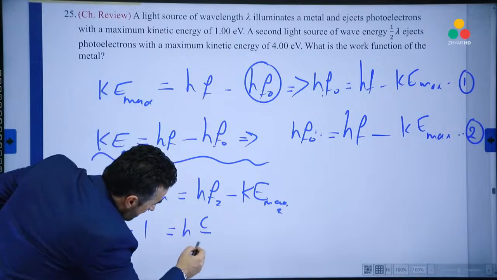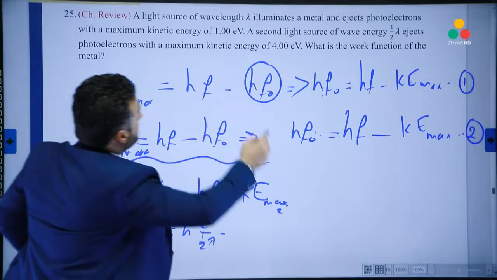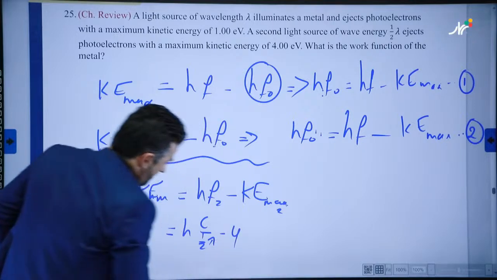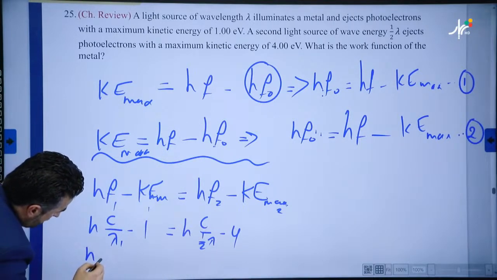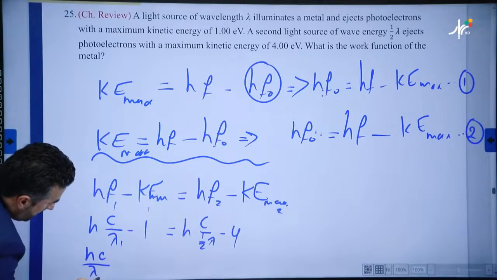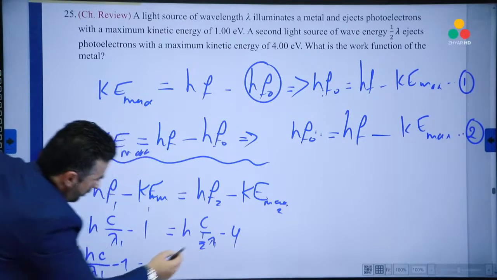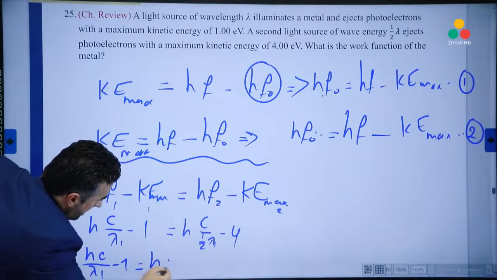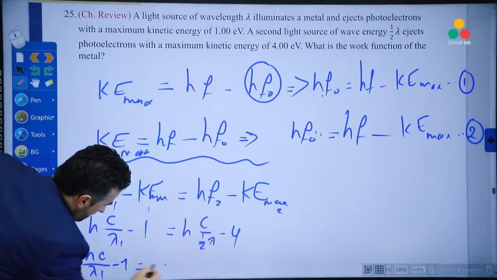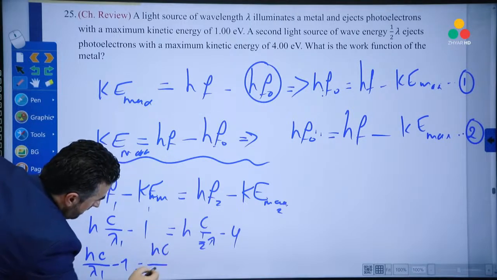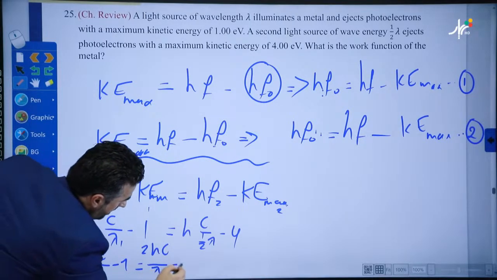So can I say it is hc over 1/2 of the wavelength minus the kinetic energy, which is 4 electron volt minus this. So this, of course, goes up. So if I do this one more time, that is hc over wavelength. You can call it 1 minus 1. This is going to be 1 as well here. By the way, this 2 goes up, becomes 2hc over the wavelength here, minus 4.